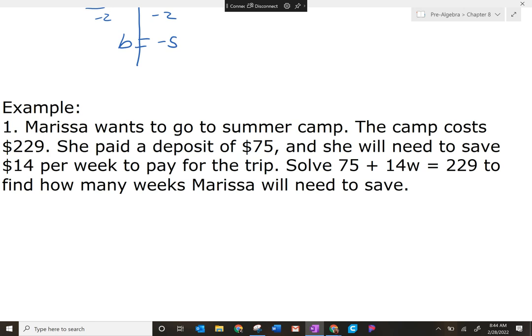So the good news is they already gave you the formula. I want you to tell me, using this formula here, how many weeks it's going to take her to save up.